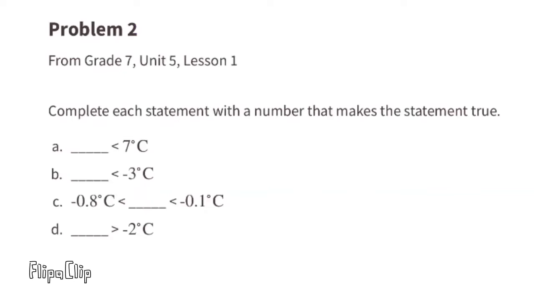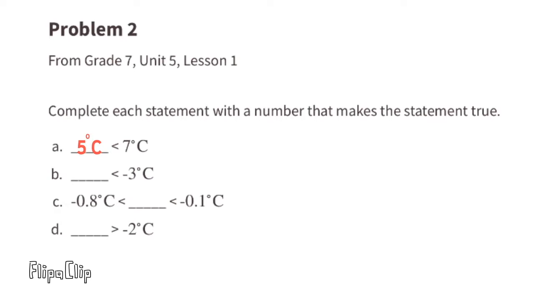Problem number 2 from 7th grade Unit 5, Lesson 1. Complete each statement with a number that makes the statement true. A. We can put any number that is less than 7 degrees Celsius. 5 is less than 7, so we can put 5 degrees Celsius is less than 7 degrees Celsius.